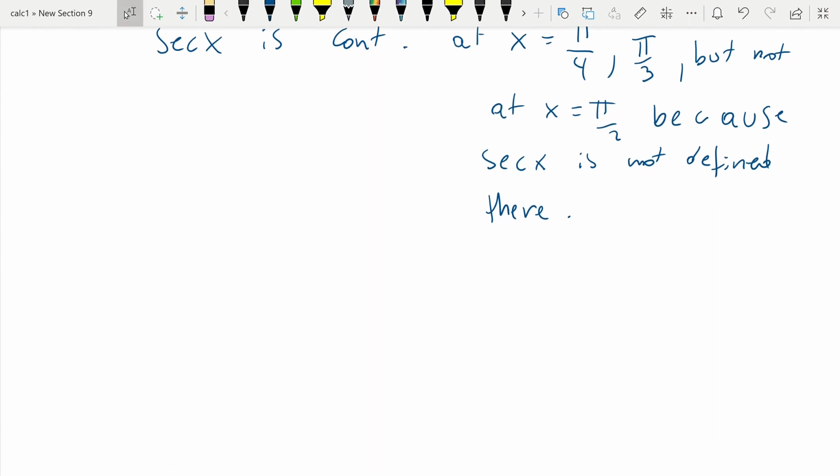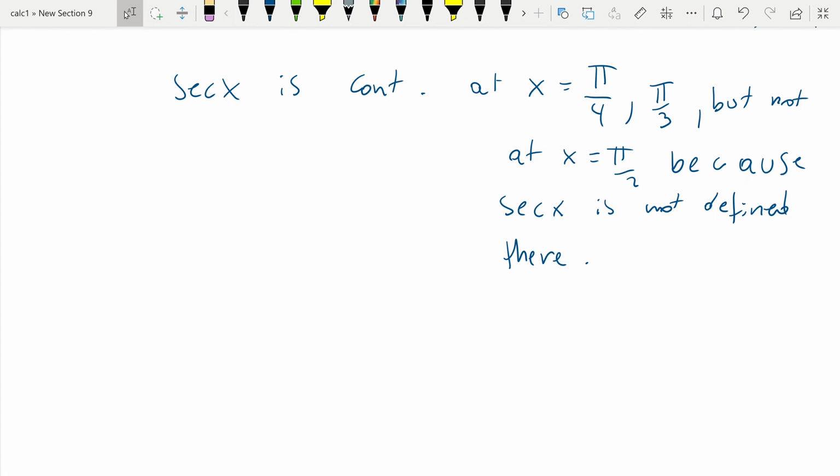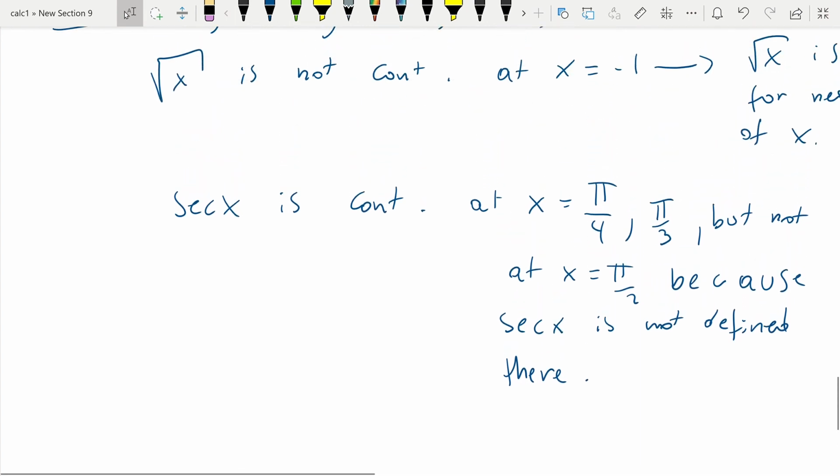Okay, so if you encounter functions that are products or compositions or quotients, such as the trigonometric functions, roots and exponential functions, they are all continuous whenever you are in their respective domains, and they're not continuous when they're not defined.